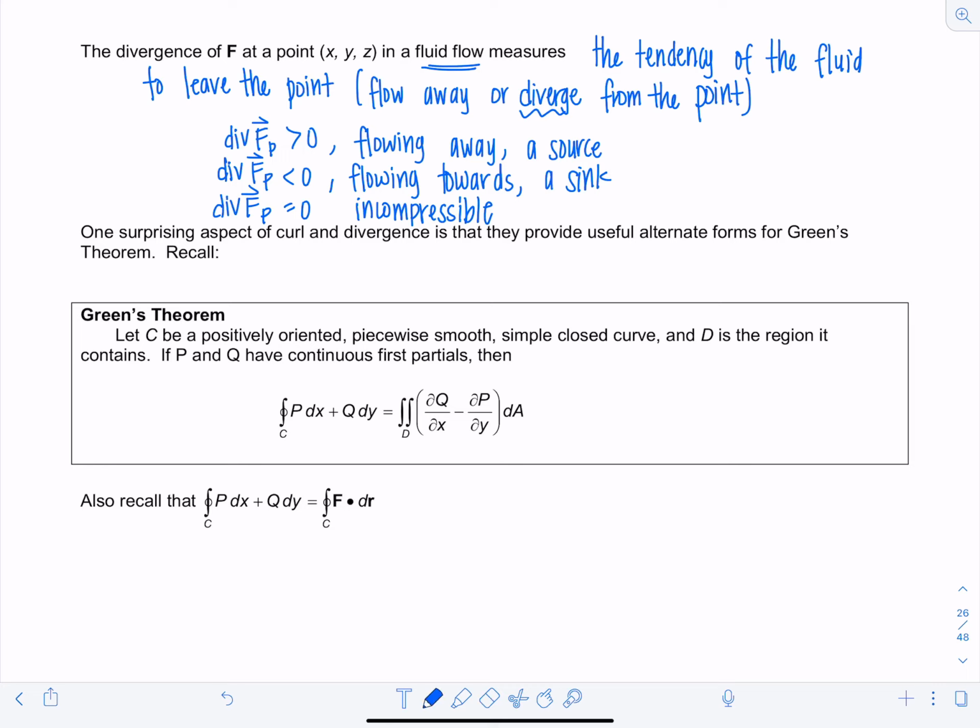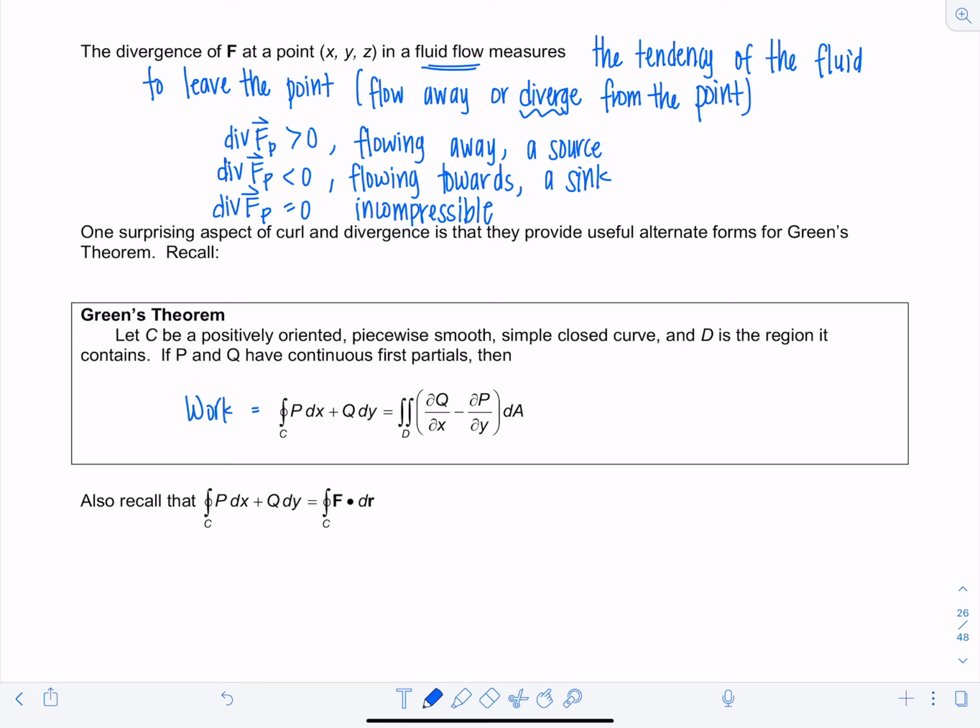Remember, we're able to compute the work. Yes, this represents work. So the work as a line integral, or using Green's theorem, we compute it as the double integral, right, where D is the region contained by that closed curve C, of del Q del X minus del P del Y dA. All right, so how am I going to relate this theorem to curl and divergence?